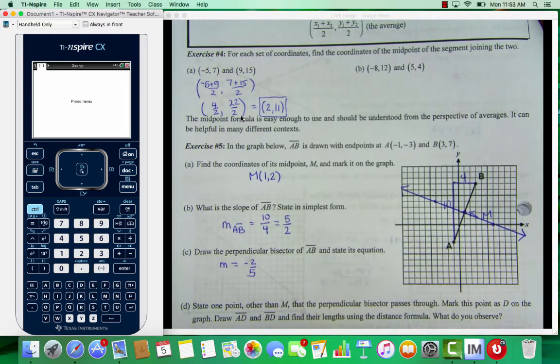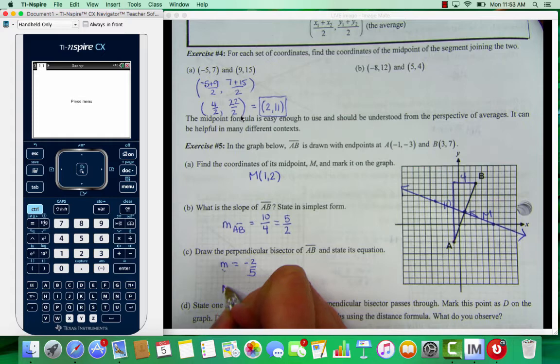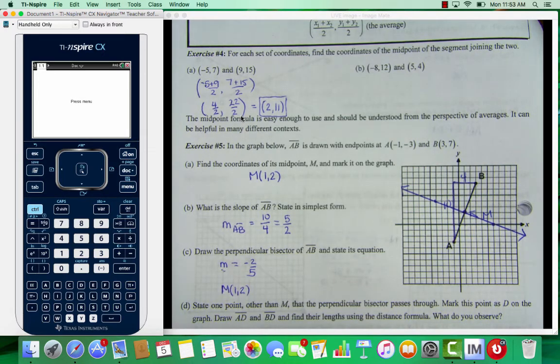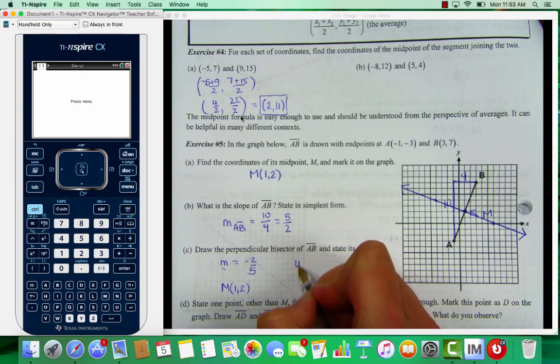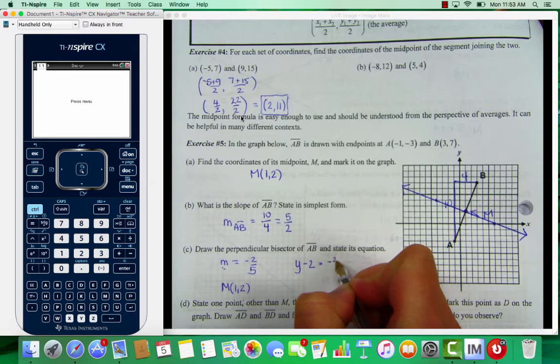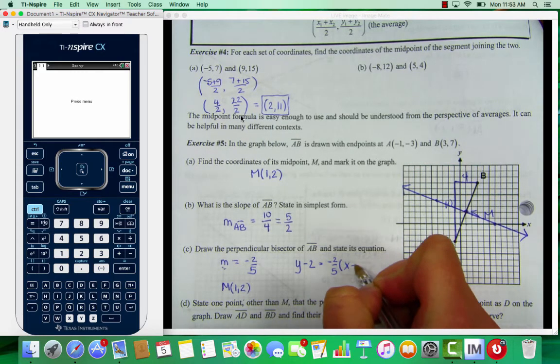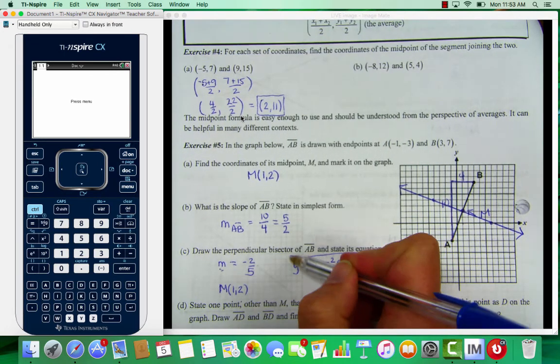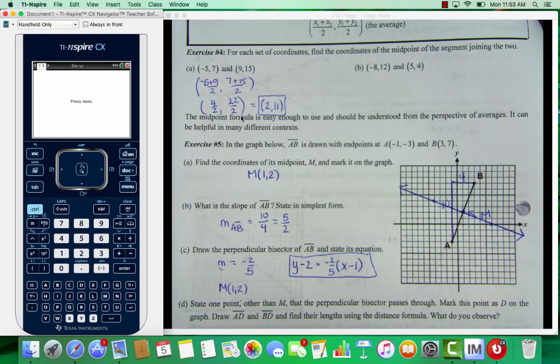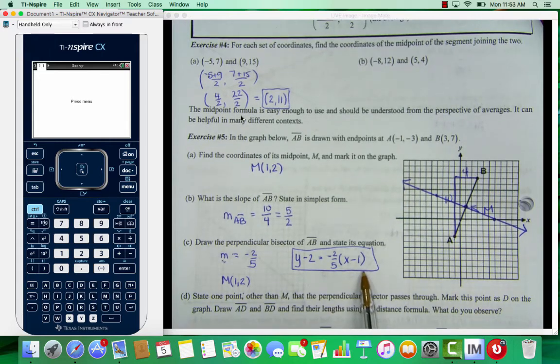But I need to write its equation. So here's what I know. I know that it has to have a slope of negative 2 over 5, and I know that it has to go through the midpoint, which is point M, whose coordinates are 1, 2. So because I have a slope and a point, I'm going to use point-slope form of the line. So y minus 2 equals my slope times x minus the x value of my point. And then I can just go ahead and leave it right like that. That would be the equation of the perpendicular bisector in point-slope form. Okay, if they wanted it in slope-intercept form, I'd have to move the 2 over, distribute, clean it up, but it just says state its equation, and that is an equation.